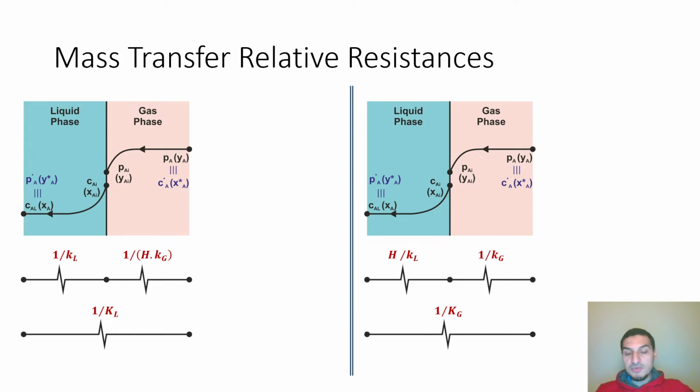So we can describe the mass transfer between the bulk of gas and the bulk of liquid phases as an electric circuit, and this is something we did in heat transfer before. To describe the mass transfer process as an electric circuit, we have the resistance in the liquid phase and the resistance in the gas phase as two resistances in series. So the overall resistance is the summation of these two resistances. This is what we will do here.